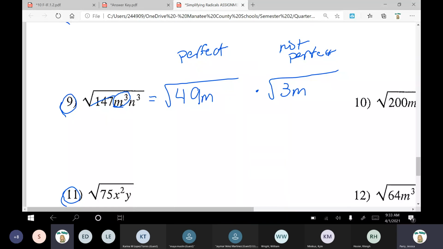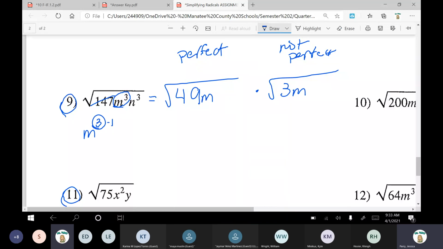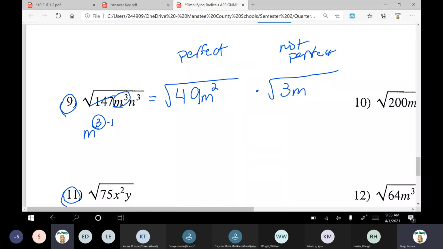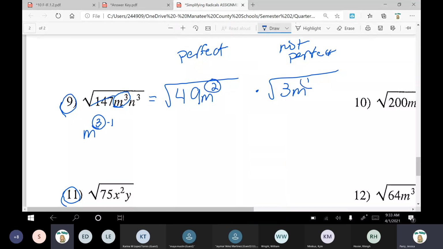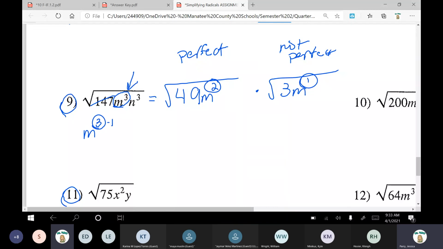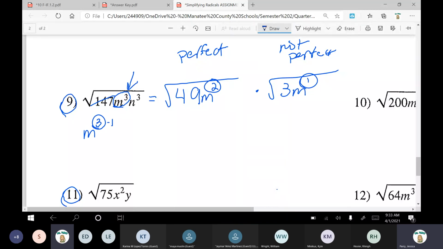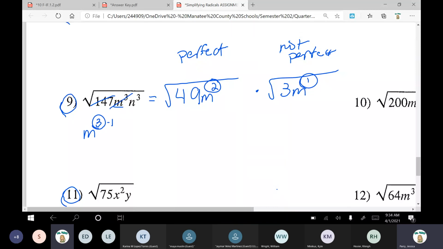Okay, so for my perfect square, m to the power of 3, I'm just going to take my exponent of 3, and then I'm going to do minus 1. 3 minus 1 is 2. And then I'm going to take that last one, 1. So now 2 plus 1 is 3. I just kind of split it up. I put 1 over here in the not perfect, and then the rest of them for the perfect. All you do is subtract 1. So then the variable m is all good.